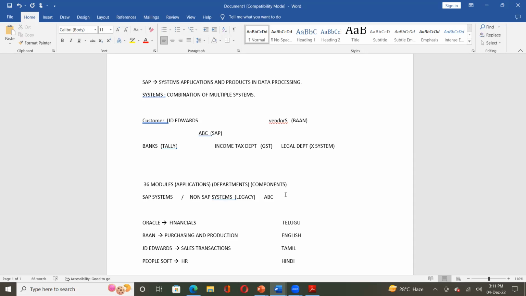Right? SAP. If you want to use it in your finance department, you can use the SAP Finance and CO modules. If you want to use purchasing, then we have the MM module and SD module, whatever we call. HR module, a dedicated HR module is there. So like that, SAP is having 36 different components, different modules.